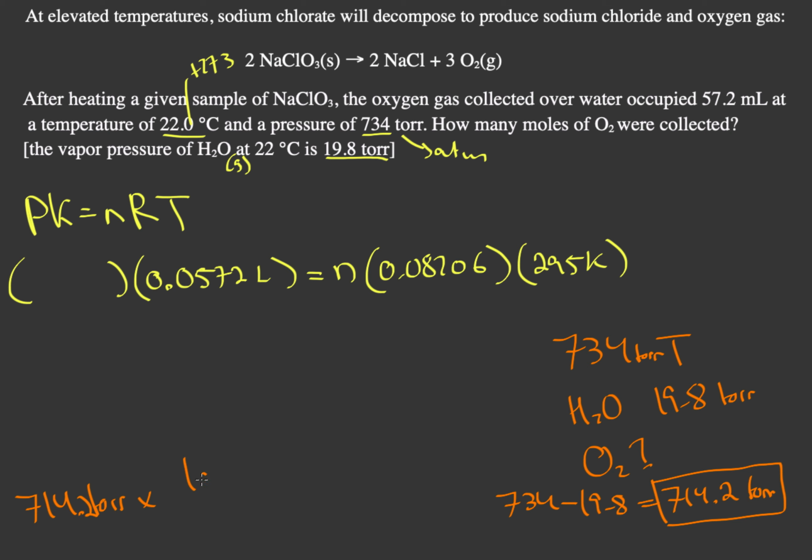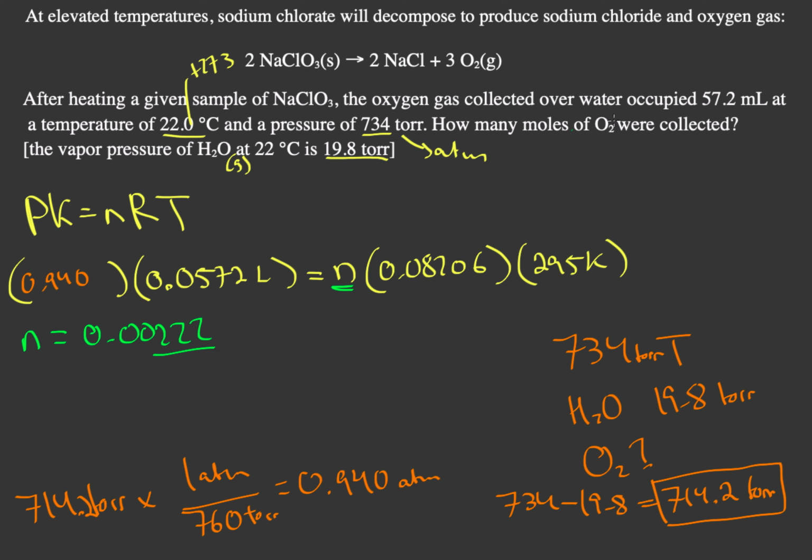Then we say times 1 atmospheric pressure per 760 torr, and this is given to you at the bottom of the exam. So this gives us an answer of 0.940 atmospheric pressures. So that's what we're going to plug in right here, 0.940. So let's solve for n. So n, if we solve for it, gives us 0.00222. We'll stick to 3 significant figures because that's what we have all throughout. We can also write this as 2.22 times 10 to the negative 3 moles. So that's how many moles of oxygen gas that we have.